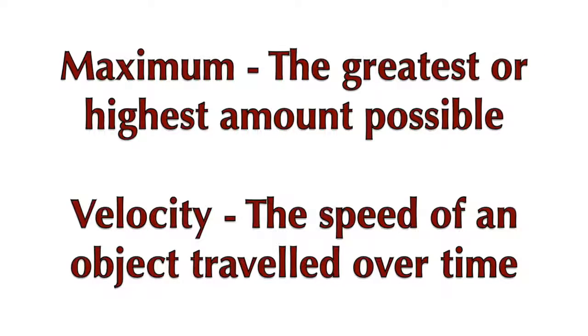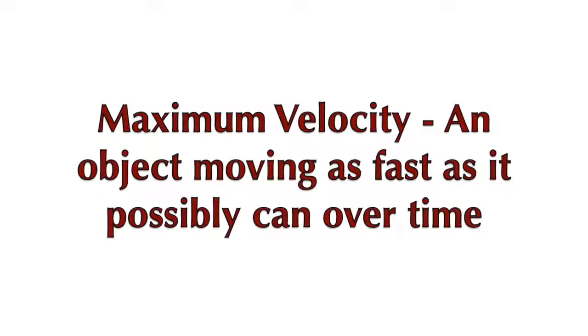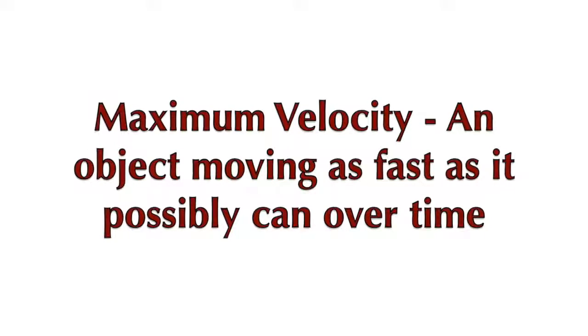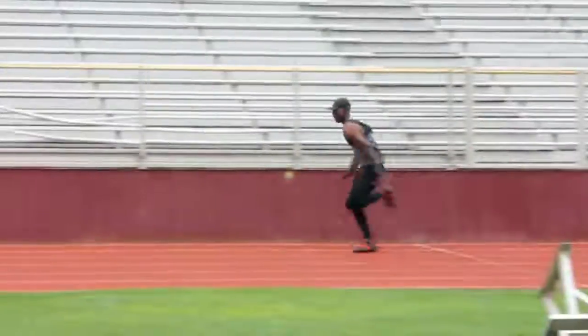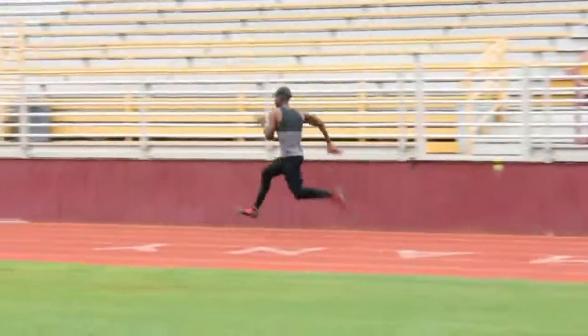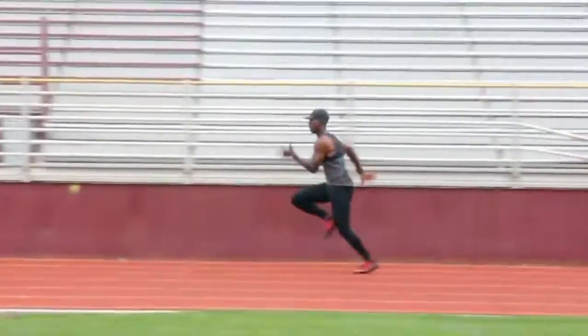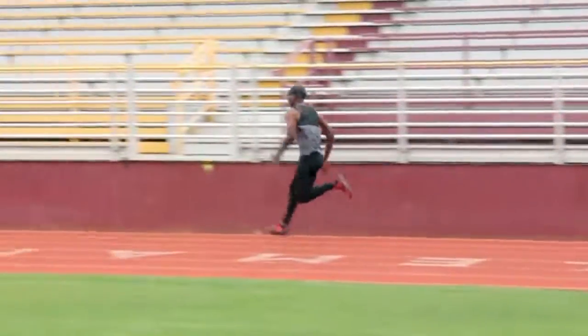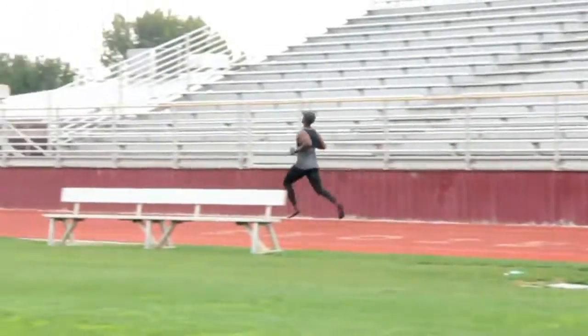So if you put these two words together, maximum velocity, in track terms, what you're going to get is that point in the race where your athletes are running as fast as they possibly can. Maximum velocity is the second phase of all sprint races.